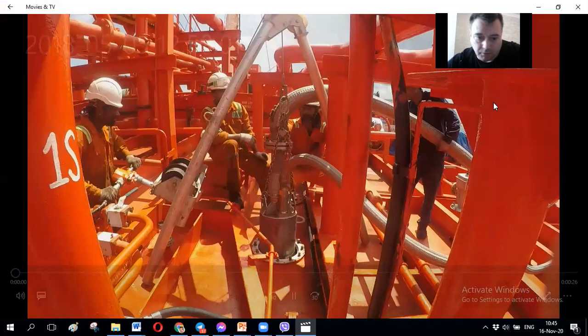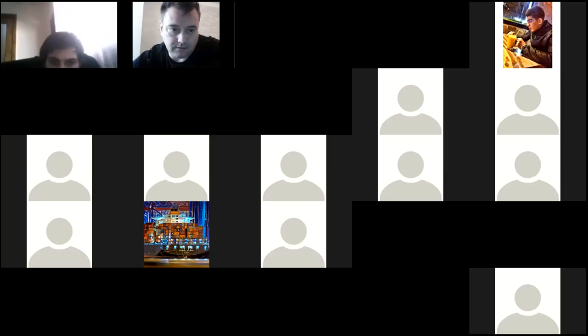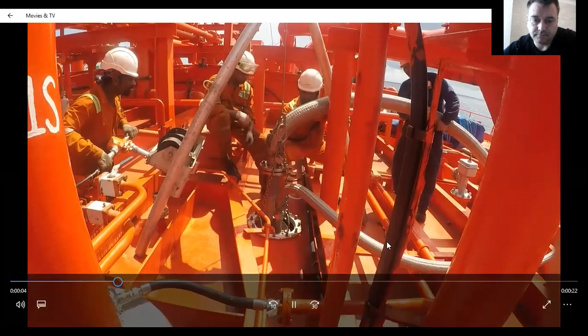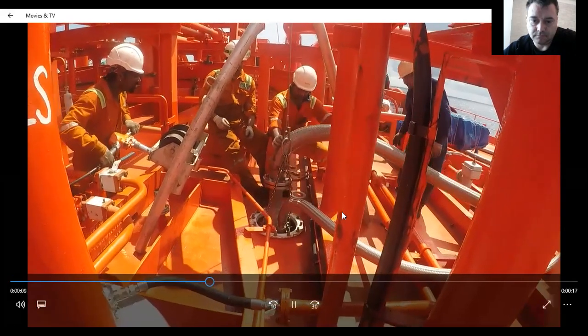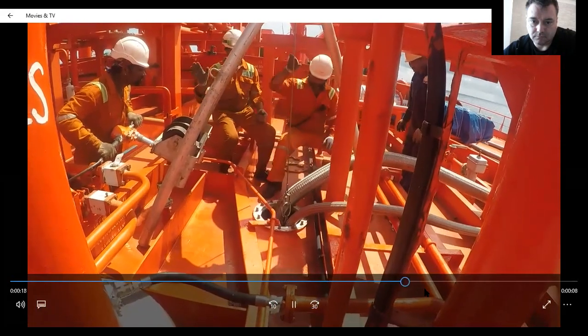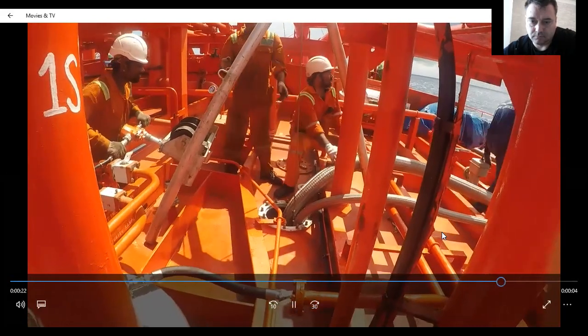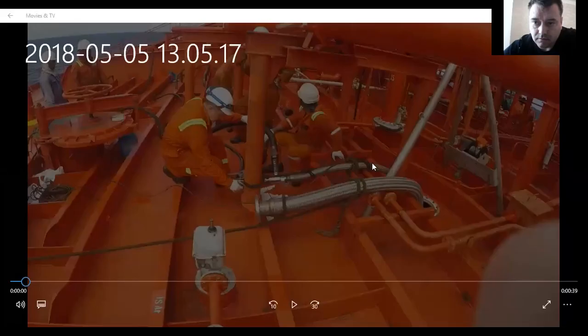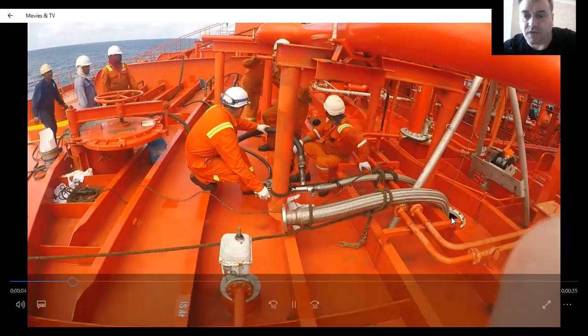And finally, we got it. Okay, and now I want to show you the last one, how it works with water. That is only training, that's why we discharge the water on deck.